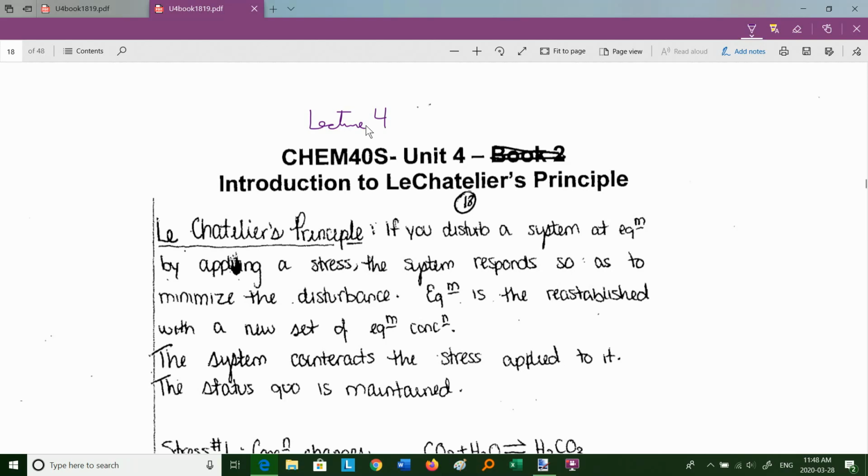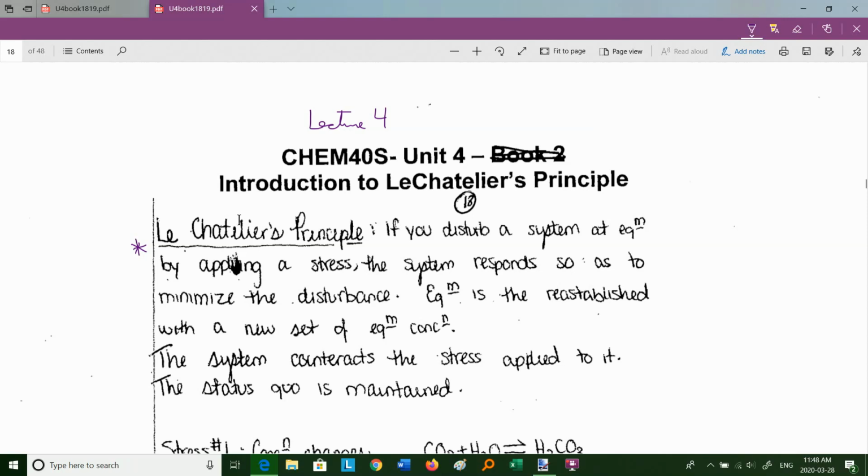Have your hard copy Unit 4 booklet with you, open to page 18, and we're looking at the introduction to Le Chatelier's principle. So here in the definition, Le Chatelier's principle: if you disturb a system at equilibrium by applying a stress, the system responds so as to minimize the disturbance. Equilibrium is then reestablished with a new set of equilibrium concentrations. If you don't change the temperature, by the way, your KEQ will not change. If you do change your temperature, as we've talked about before, your KEQ does change.